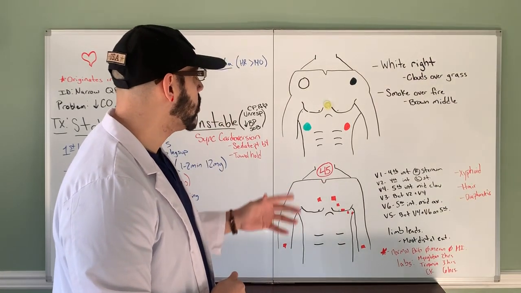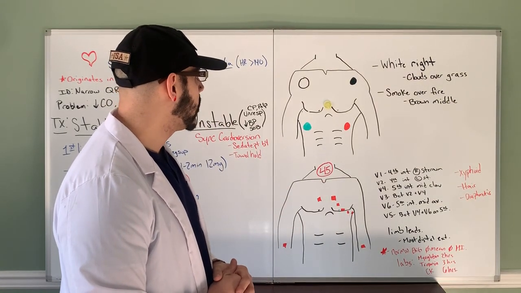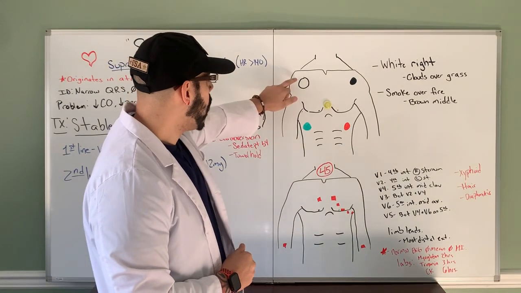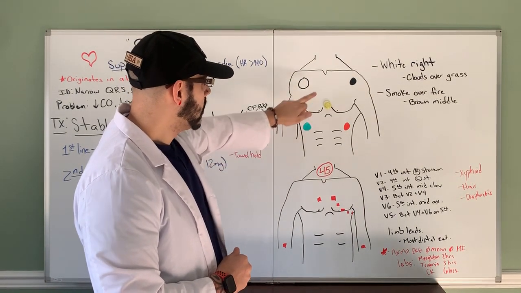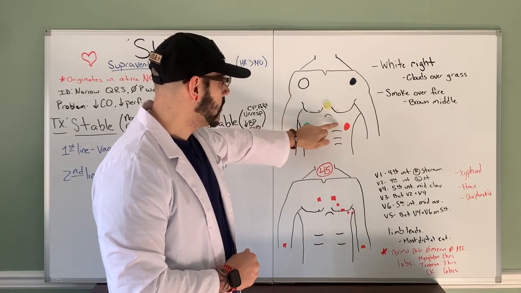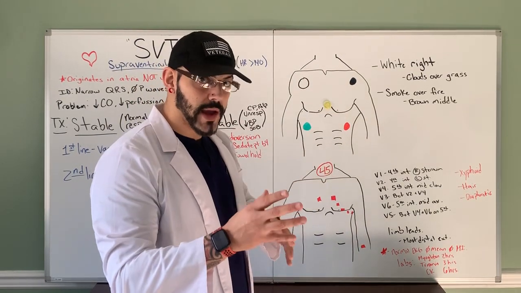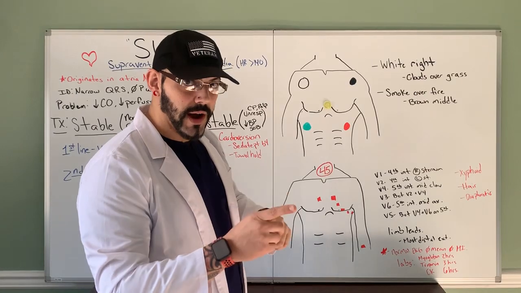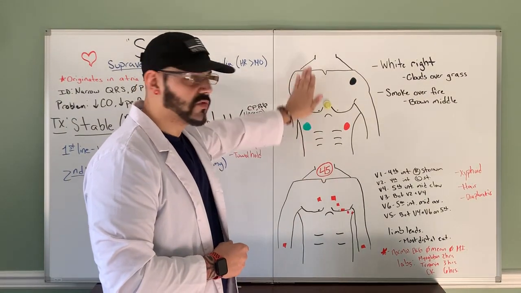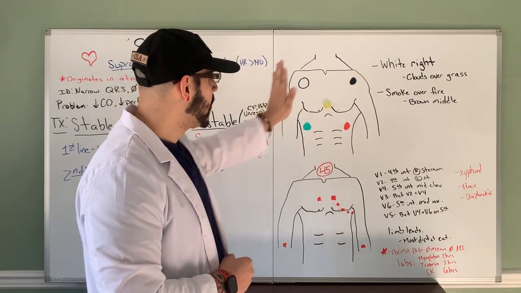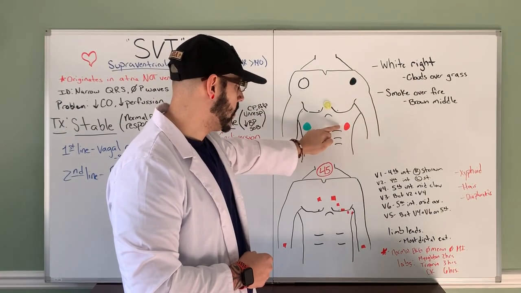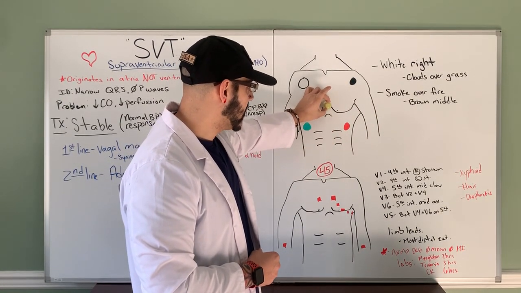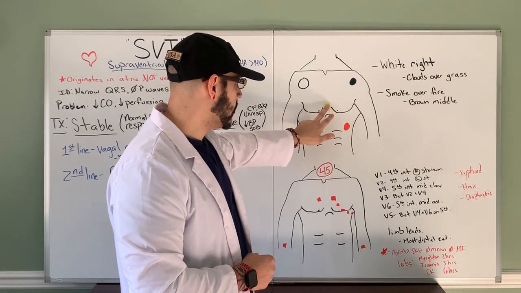Some memorization tools that you may want to keep in mind when using these leads: white right, clouds over grass, smoke over fire. So as long as you remember white right, clouds over grass, you'll know what's happening on this right side here. And on the opposite side is going to be your smoke over fire, so your black over red, okay? And then your brown, this is supposed to be brown, is going to be center, okay?